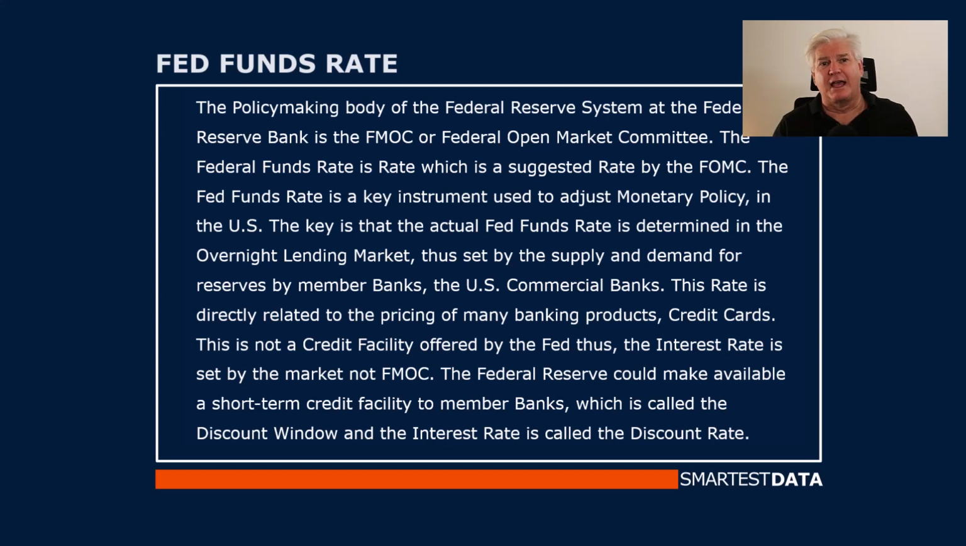The key is that the actual Fed funds rate is determined in the overnight lending market, thus set by supply and demand for reserves by the member banks, the US commercial banks. This rate is directly related to the pricing of many banking products, home loans, credit cards. This is not a credit facility offered by the Federal Reserve, thus the interest rate is set by the market, not the FOMC. The Federal Reserve could make available a short-term credit facility to member banks, which is called the discount window, and the interest rate is called the discount rate.